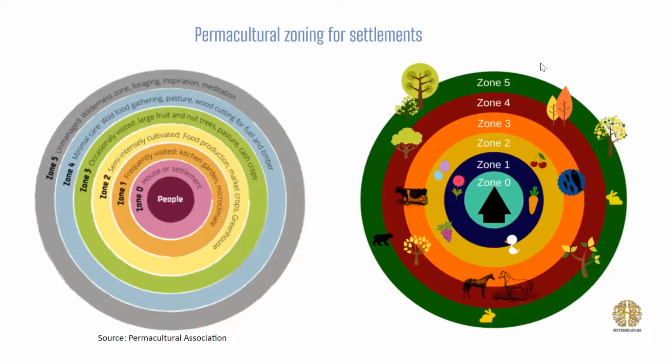And then zone 3 is where you've got your fruit trees and more intensively used pasture, cash crops. And zone 2 is where we might get semi-intensely cultivated food production, your greenhouses that might need more frequent visits. And then zone 1 is where we get maybe chicken coops and other plants that need more intensive care. So basically, when we're laying things out, we want to be thinking about the frequency of visits. We want to really reduce the food mile that we're working with.